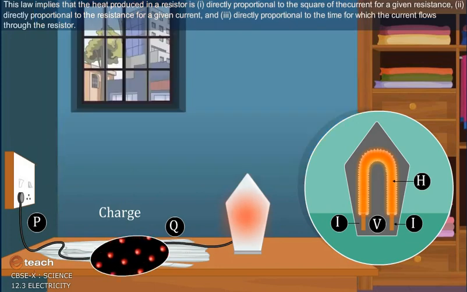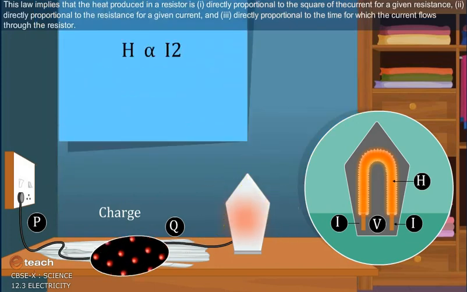The law implies that the heat produced in a resistor is directly proportional to the square of current for a given resistance, directly proportional to resistance for a given current, and directly proportional to the time for which the current flows through the resistor.